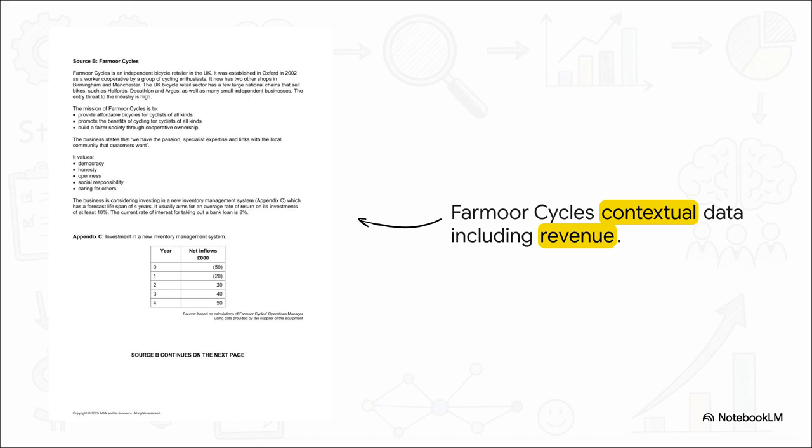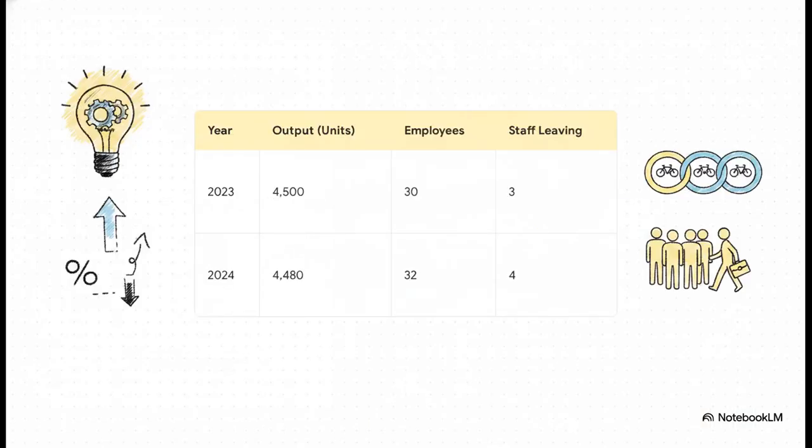This right here is the perfect setup for our quantitative application. So, we've got a simplified data table for Far More Cycles showing output, total employees, and staff leaving for those 2 consecutive years. Here's what I want you to do. Calculate the employee productivity for both 2023 and 2024. Once you've got that, calculate the percentage change in employee turnover between those 2 years. Go ahead, pause the video now, and complete task 1.